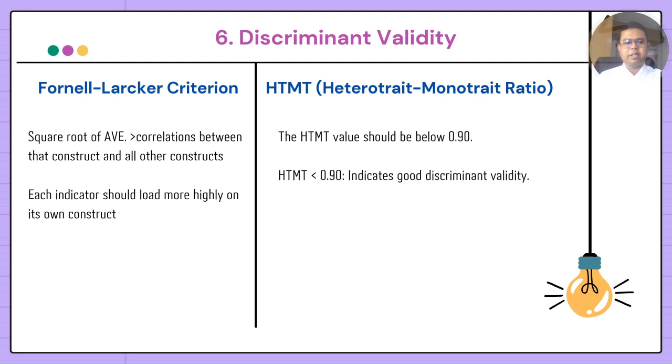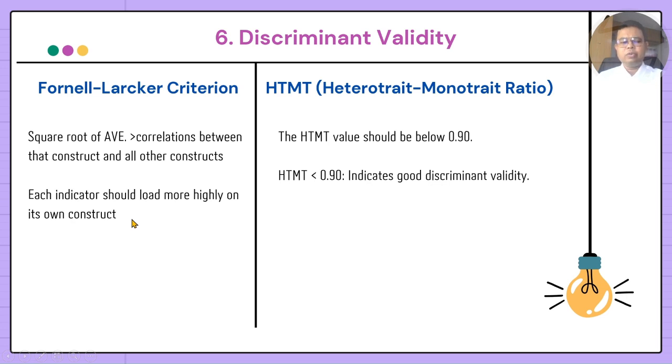So discriminant validity can be checked in two ways. One is the Fornell-Larcker criterion, and another is HTMT, the heterotrait-monotrait ratio. When you see the FL criterion, the square root of AVE is greater than the correlations between the construct and all other constructs. Each indicator should load more highly on its own construct.